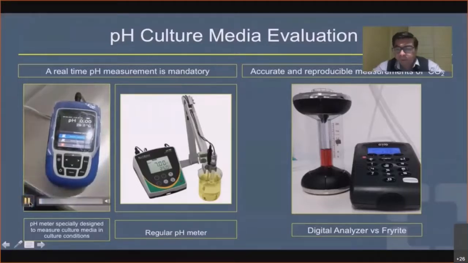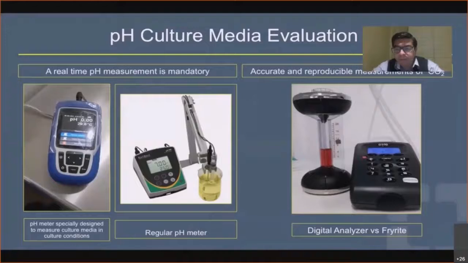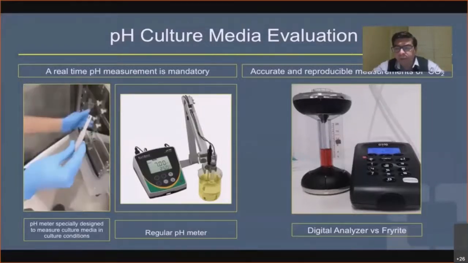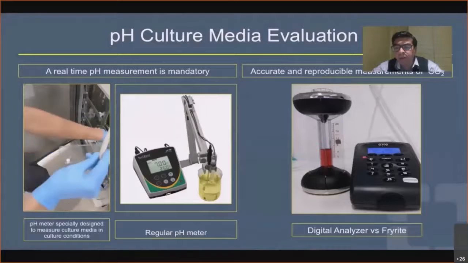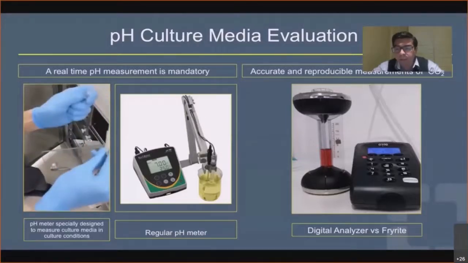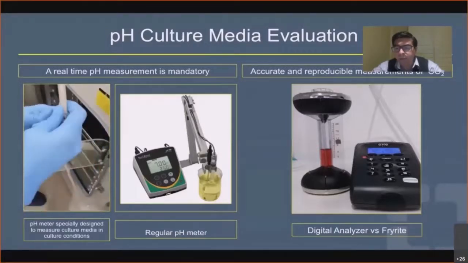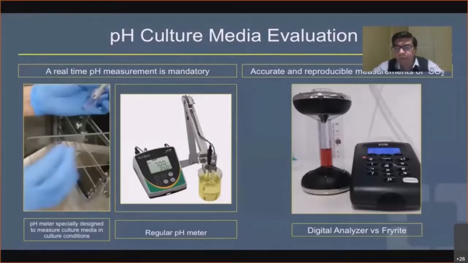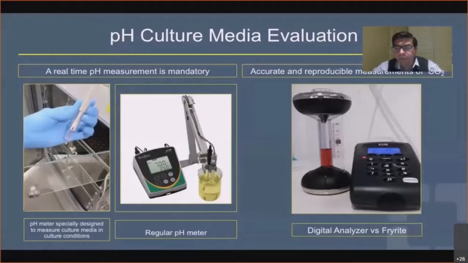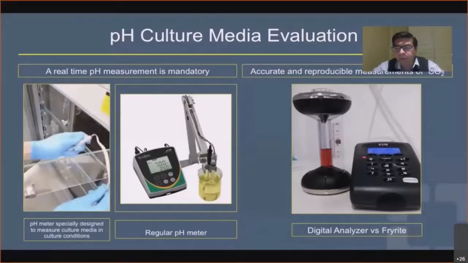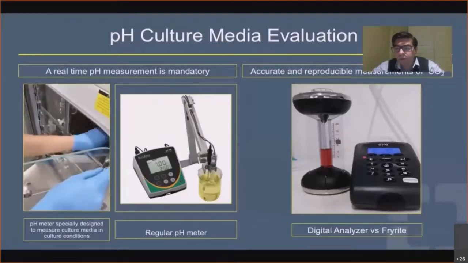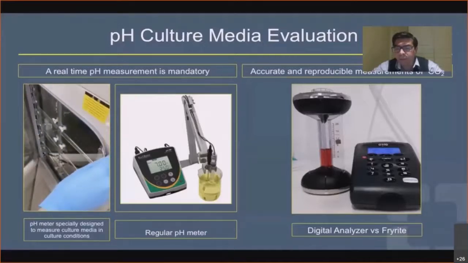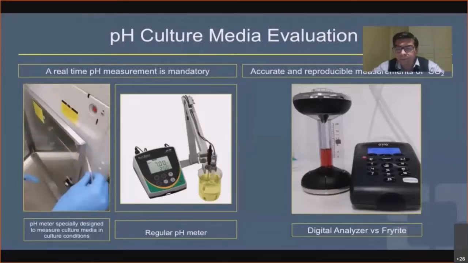Also, the use of a real-time pH meter, especially designed to measure the pH in embryo culture conditions, should be mandatory, as you can see here in this video. The tempered electrode is placed into the culture media, already calibrated at 37 degrees Celsius and 8% CO2, and we wait until we obtain in real time the pH of the culture media.